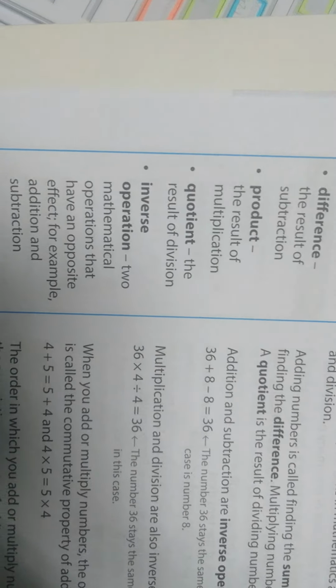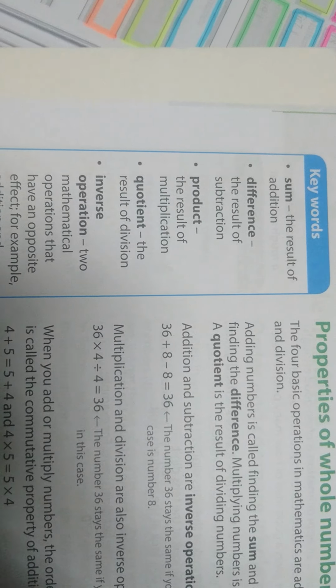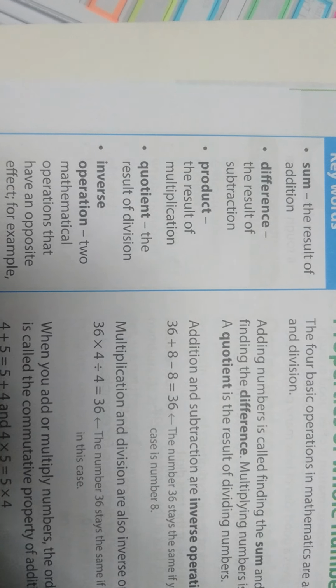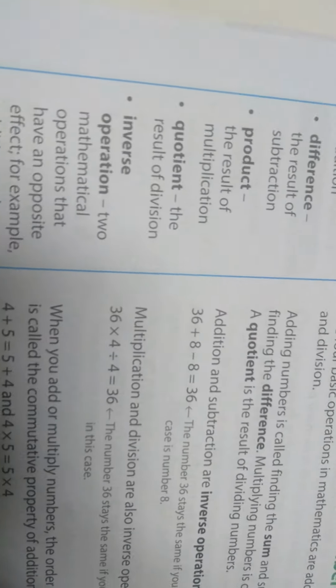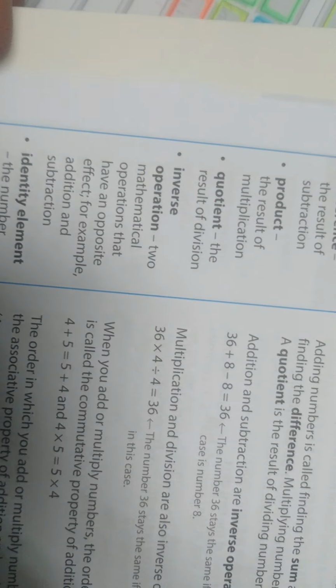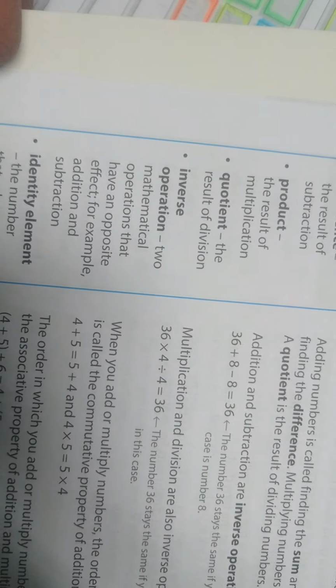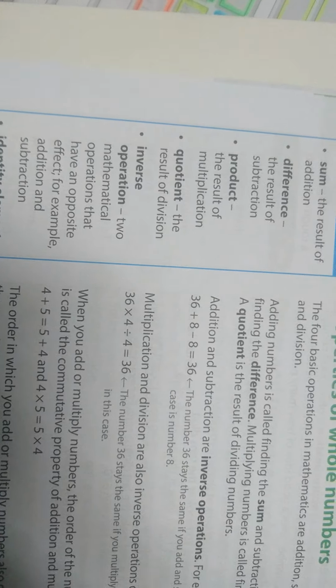Okay, if you look at the first one, it says sum. Sum is the result of addition. So if I say give me the sum of 4 and 10, right, you will have to add those two numbers up and give me an answer.